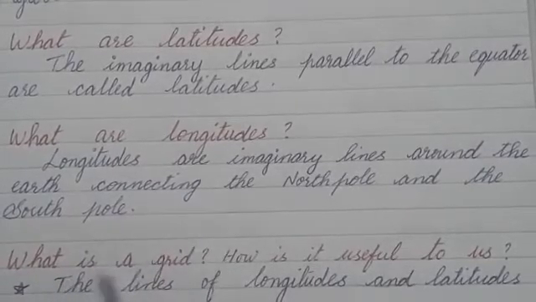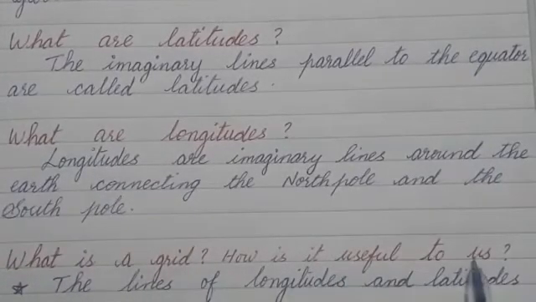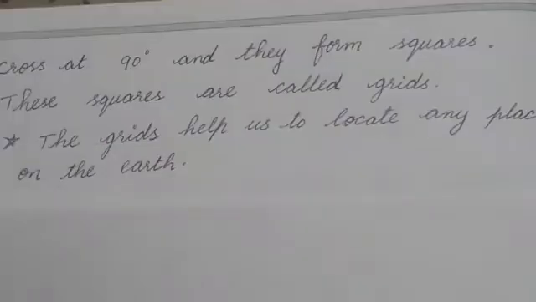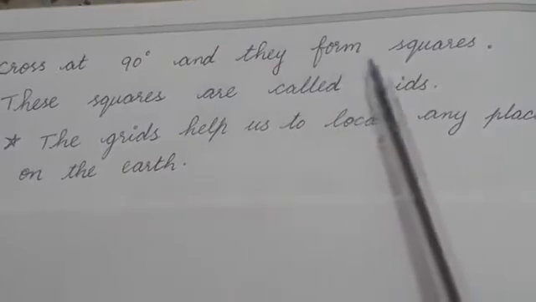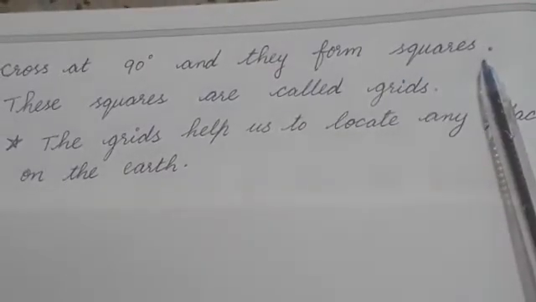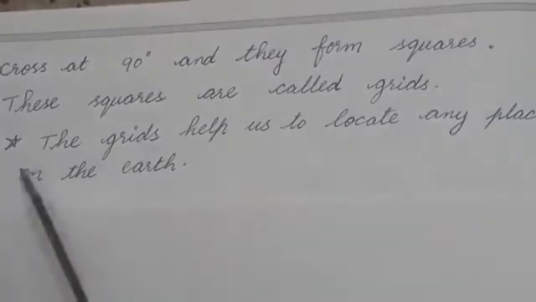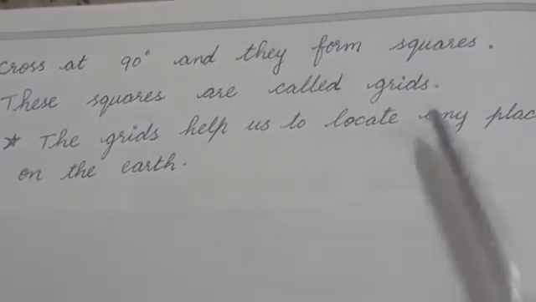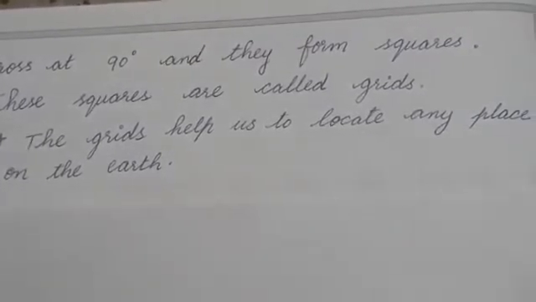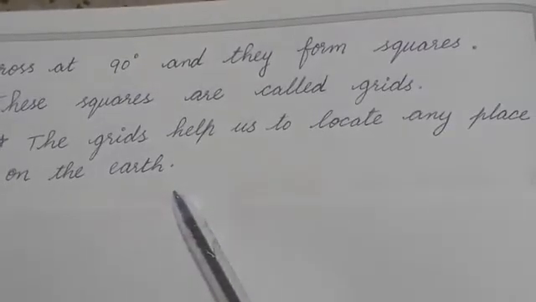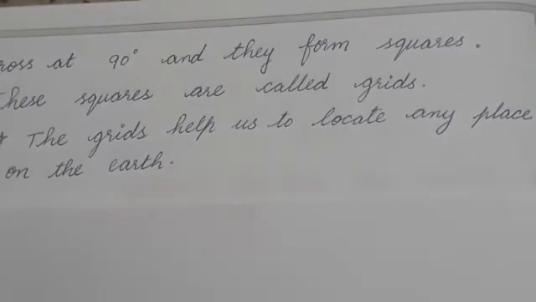And the last question, what is a grid? How is it useful to us? The lines of longitudes and latitude cross at 90 degree and they form squares. These squares are called grids. And second point, the grids help us to locate any place on the earth. Hope all your answers are correct, children. We will move to the next chapter.